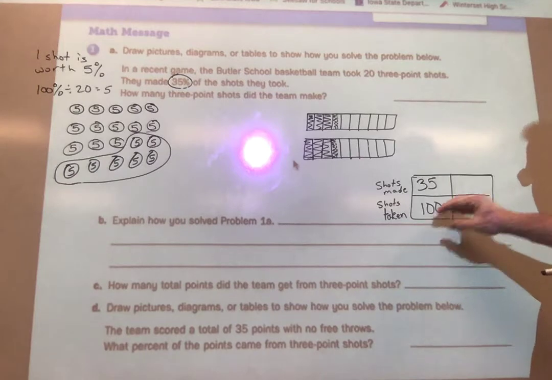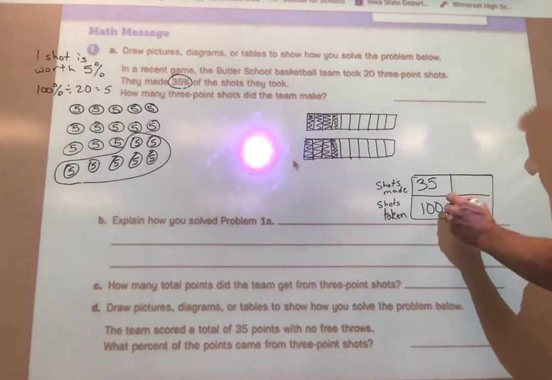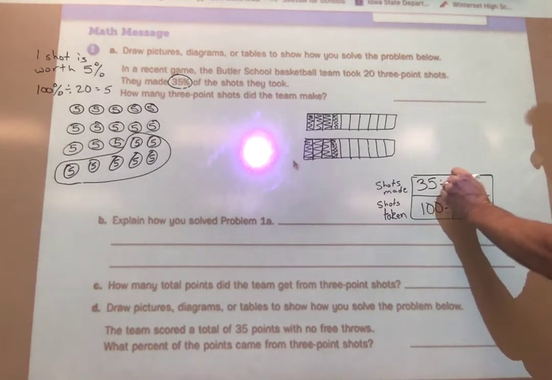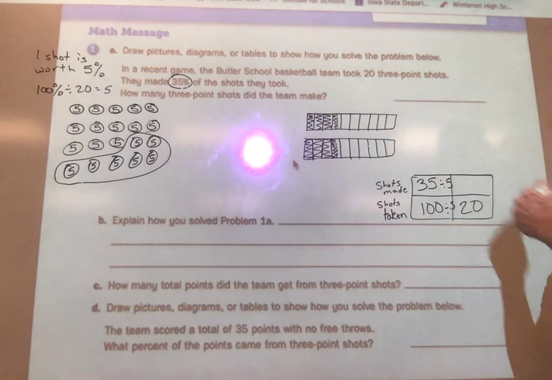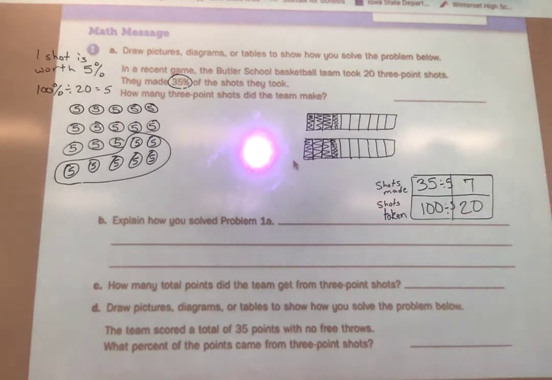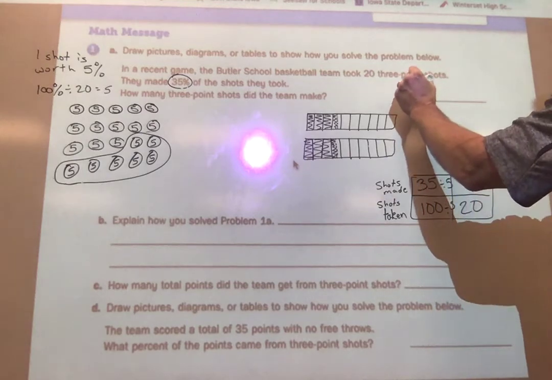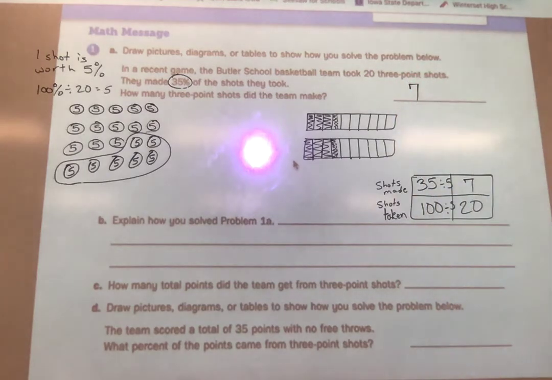Okay, and this is the way I normally do it, because I know it's easy to get 100 shots down to 20 shots, because I can just divide by 5. So I just need to divide the percent by 5, and 35 divided by 5 is 7. So I'm making 7 shots out of every 20. That would be the same as 35%. So how many 3-point shots did the team make? 7 would be the answer we're looking for there.